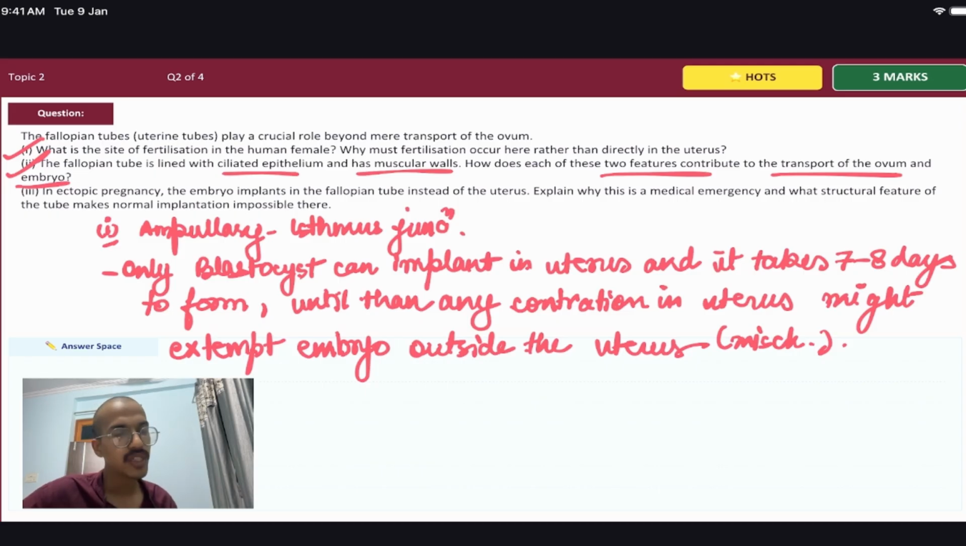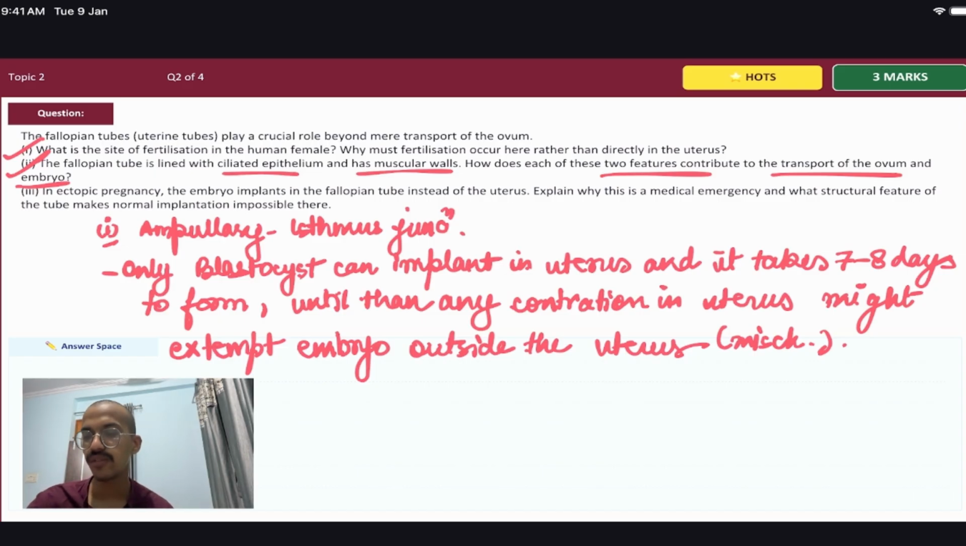Explain why this is a medical emergency and what structural feature of the tubes makes implantation impossible there. First of all, there won't be the blood supply which is needed, and the space is also not there. Their contractility is also not there, so they cannot extend like the uterus. So what will happen if something is implanted over there? It leads to the bursting of the fallopian tube eventually, because as it keeps growing, it will burst the tube because of its small space. And that leads to the death of the baby as well as the mother. So this is the major problem.